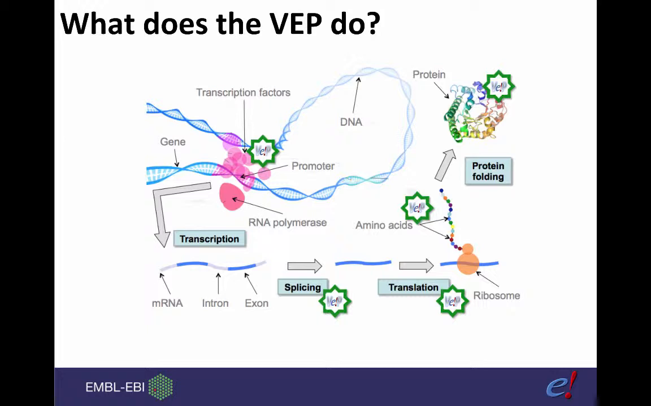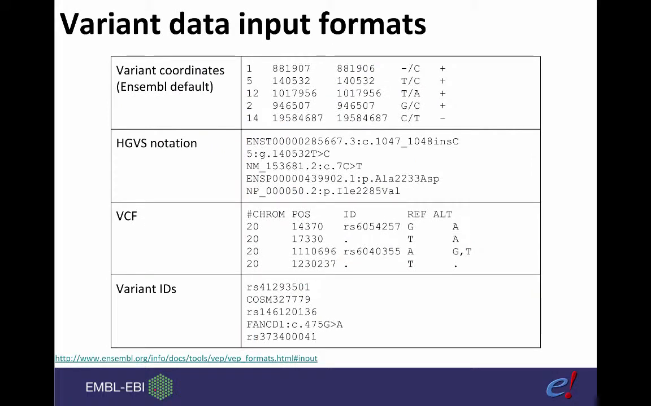So you can use Ensembl with a range of different data input formats. We have our own default method of reporting variants, which is how we store the data in Ensembl. So you can use that as an input. You can also use HGVS notation, which is quite commonly used throughout the literature, and this can specify variants using IDs or genomic locations. So looking at variants at the cDNA level, genomic level, or protein level.